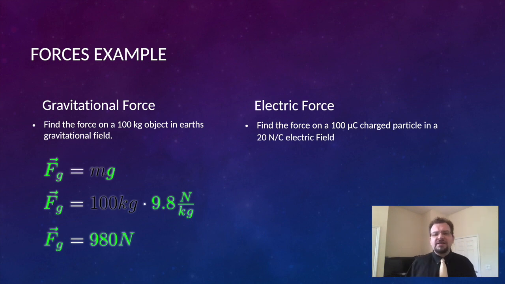So let's try dealing with an electric force now. Find the force on a 100, there's that backwards U thing again. And that backwards U, you might remember, is the Greek letter mu. And in this context, it means micro. Micro is 1/1,000,000th, or one more delineation past milli. So it is going to be 1/1,000,000th, or 1 times 10 to the minus 6 coulombs.